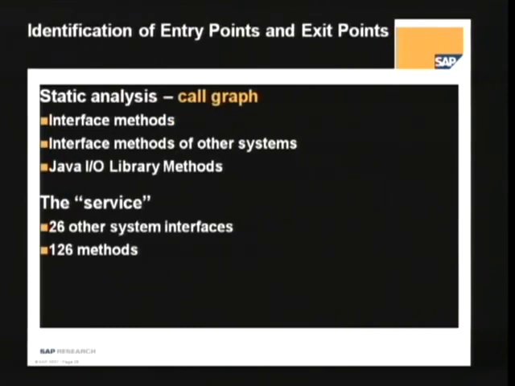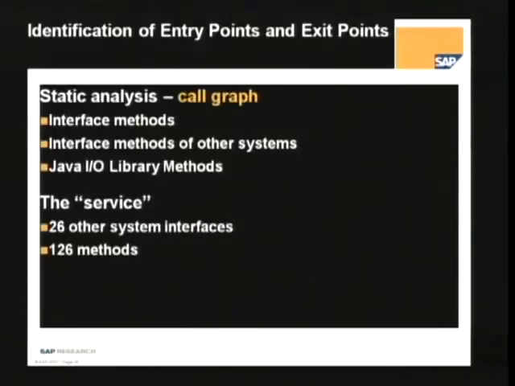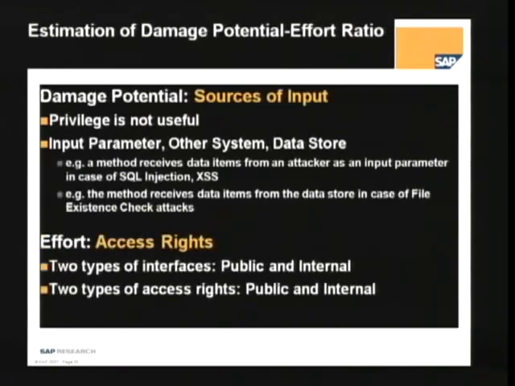Okay, so how do we do this? First we take the code, we generate a call graph of the code, and we identify the interface methods of the service, and also interface methods of other systems, because you shouldn't only look at your system, you should also look at the interface methods of other systems, because your system's methods are communicating with the methods of other systems, right? And also some Java I/O library methods. In our case, the service we analyzed had 26 other system interfaces and 126 internal methods.